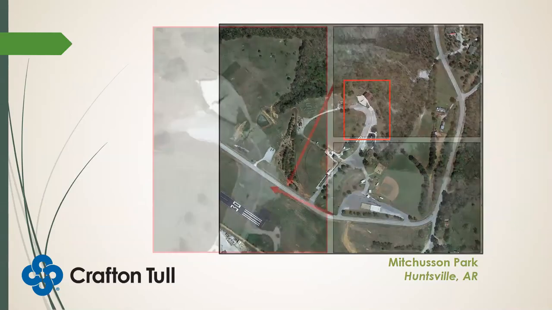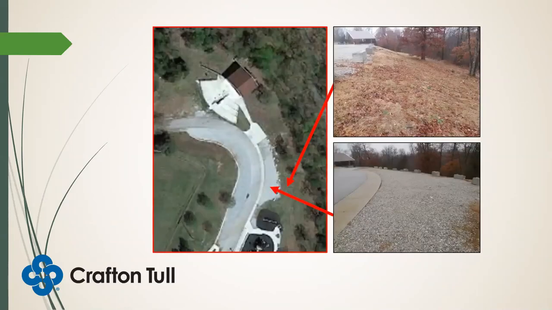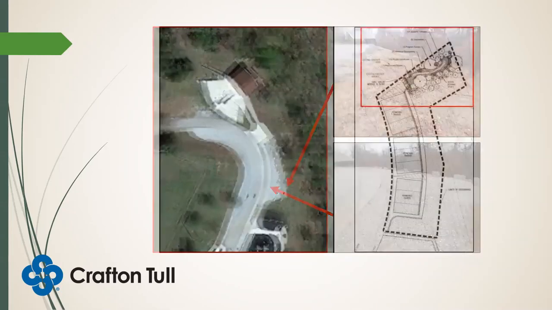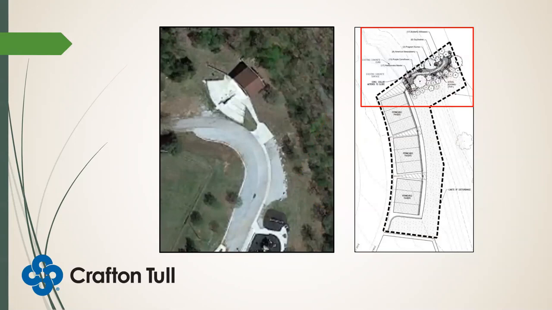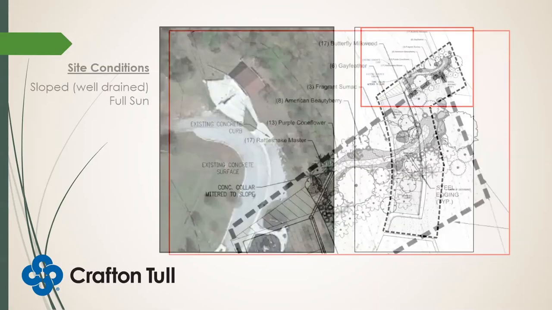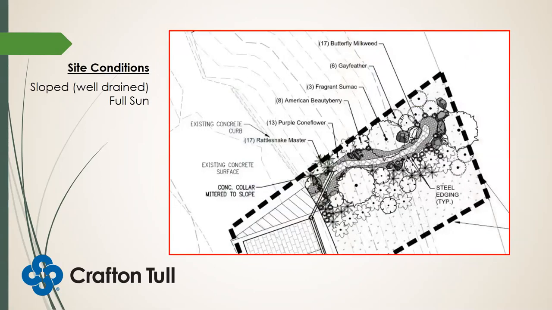Here's a closer up view of our project location with 2 photos showing the existing conditions. At the bottom photograph, you can see the existing parking area. And just beyond that, you'll see a slope, which is shown in the top photograph. And so here's the design with a box focusing around the drainage swale that we designed. And for this, we just had one site condition. It was a sloped or well-drained area located in full sun.